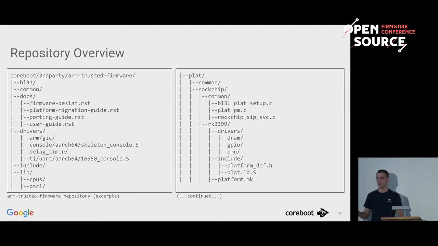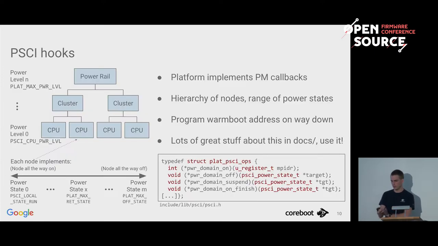So there's no complicated configuration framework here. It's not using kconfig or anything. All the compile-time configuration options you have are just options in the makefile, and then essentially which drivers you link in the makefile. So if you want to support a new platform for coreboot, the one thing you really need to implement is this pesky power management stuff. So let's look into that for a bit.